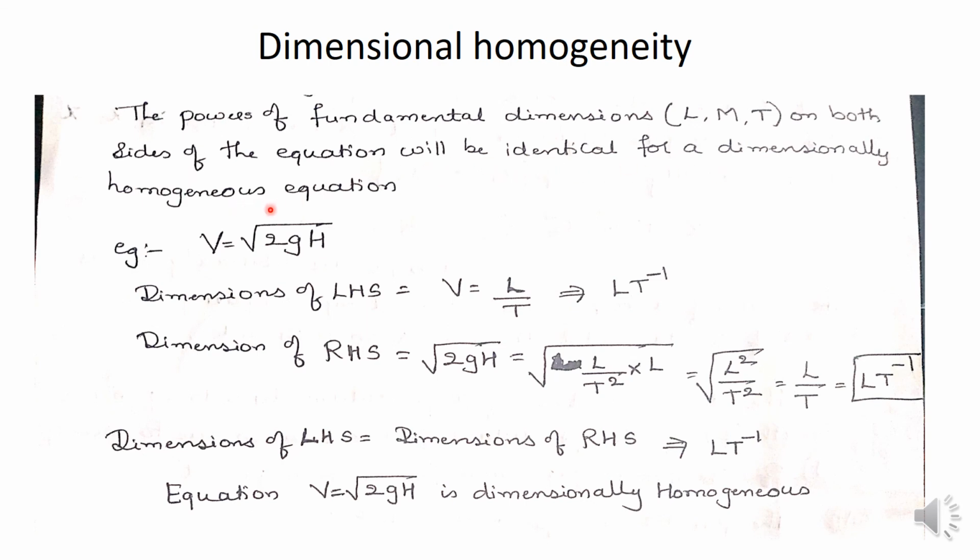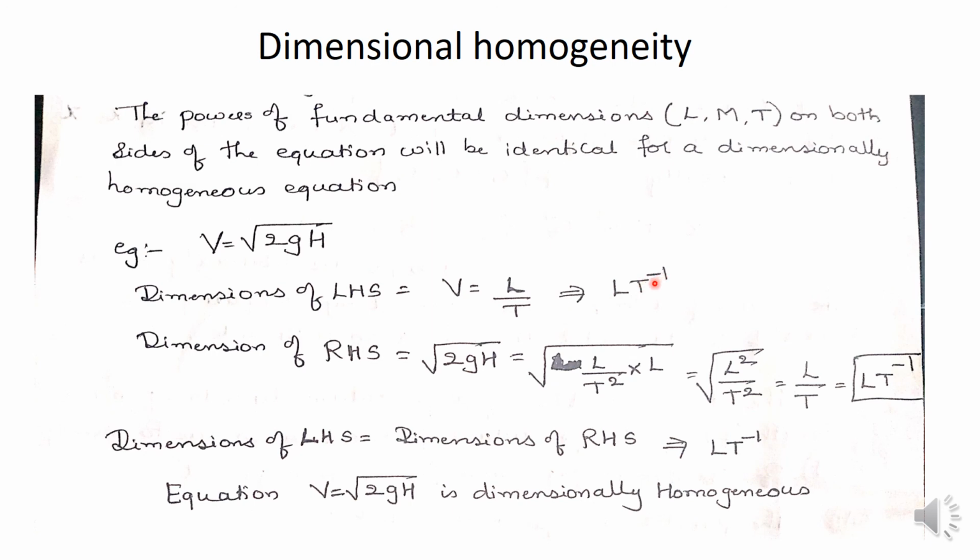Let us write this for one equation, where V is equal to root of 2GH. Now let us write the dimensions for the LHS of the equation, that is velocity V. How is velocity measured? Meters per second, where length meter is replaced by L, the fundamental dimension, and second is replaced by T. So we write it in this form, L T to the power minus 1.